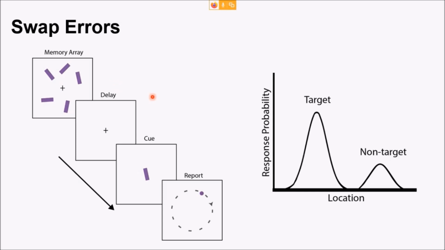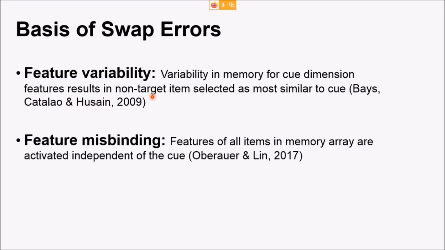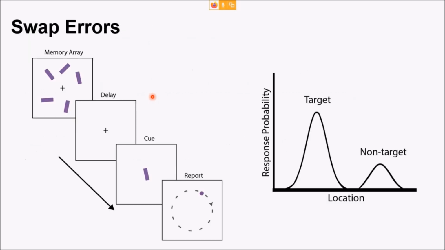One key aspect of this idea is that although you are retrieving an incorrect item from memory, the bindings between features of an item are remaining intact. A different interpretation of swap errors is that they are a result of a misbinding between the features of different items. Going back to this example again, you may remember the 5 locations that were presented within the memory array, but not be able to successfully connect them to the orientations that were presented within each location. So when you're cued with this orientation here, you may report the location of this item, even though the orientation is not similar to the cue.